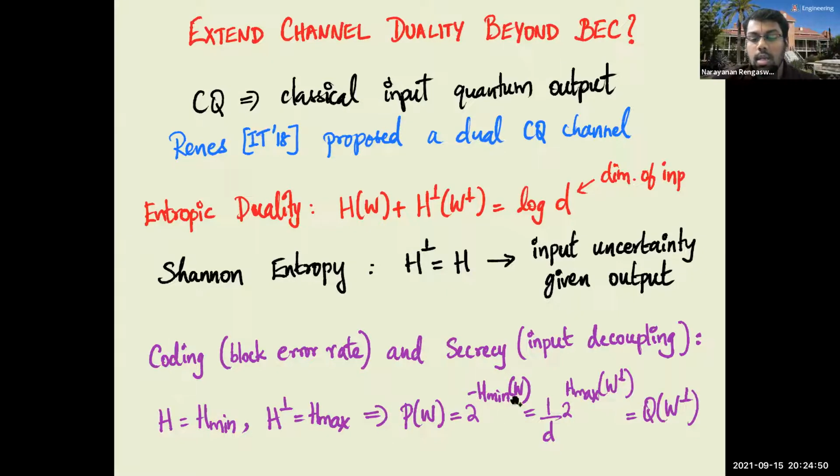So Hmin relates to the probability of block error rate on the primal channel, and the secrecy metric is given by Hmax, which basically measures how far the secret is from the uniform distribution, so that if it's exactly the uniform distribution, then the eavesdropper does not get any information.